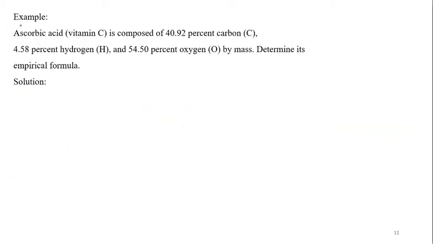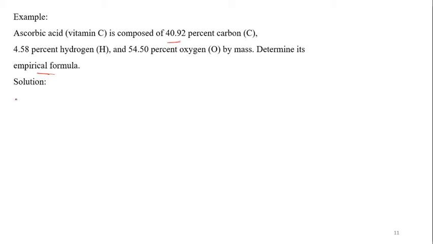65.31%. Now let's look at this example. Ascorbic acid, vitamin C, is composed of 40.92% carbon, 4.58% hydrogen, and 54.5% oxygen by mass. Determine its empirical formula. So now I'm giving the percentage and I'm asked to give my empirical formula.